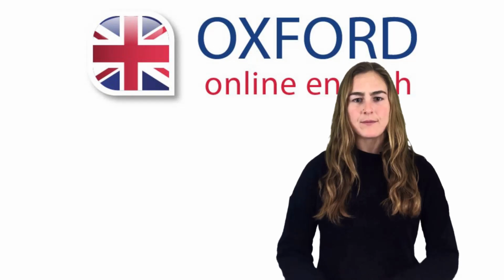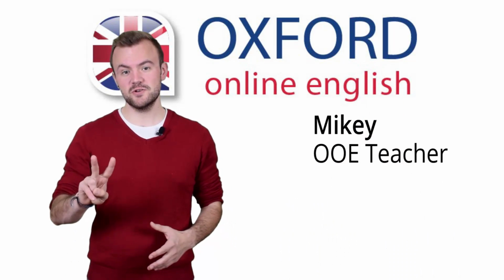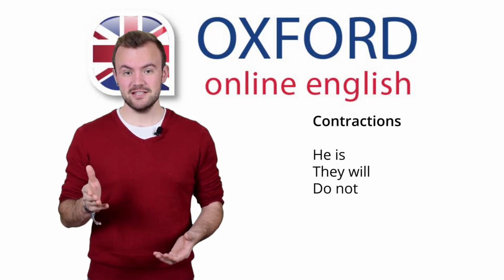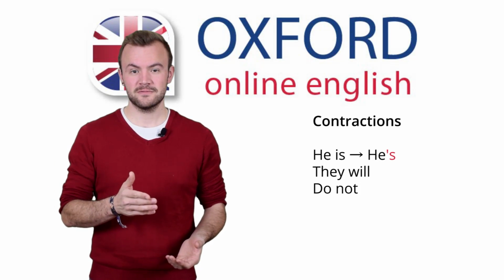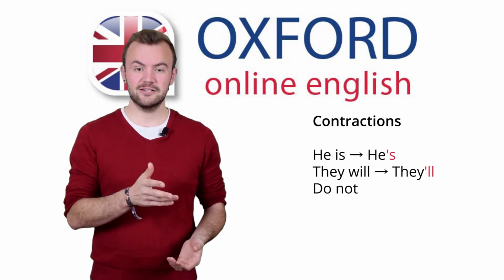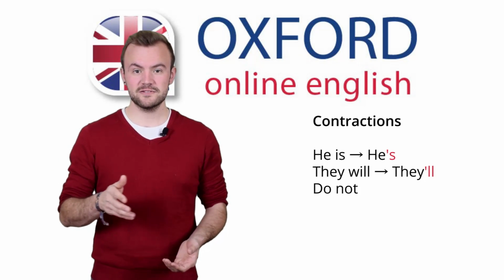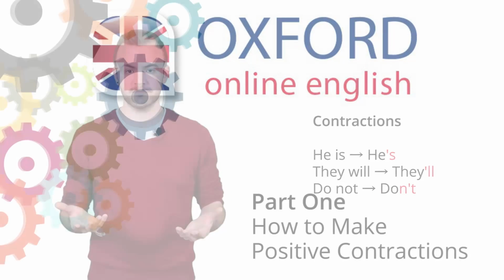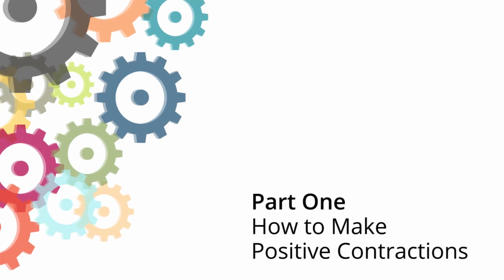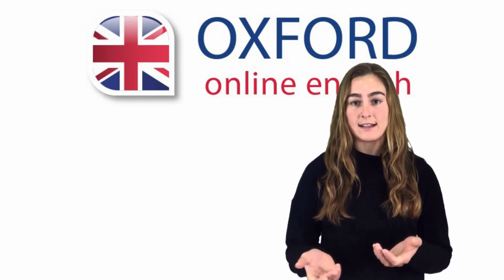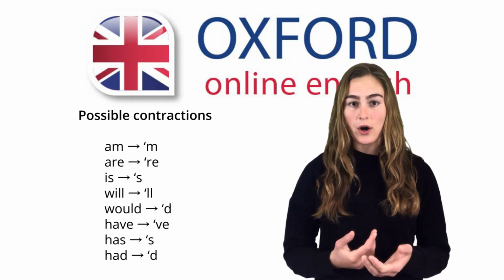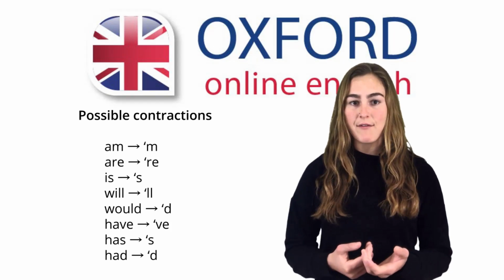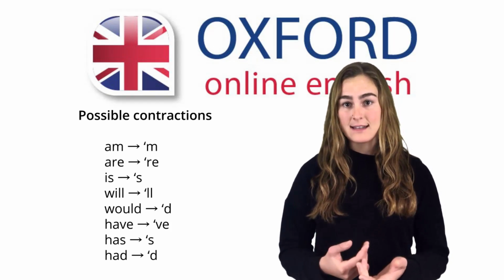What are contractions? Contractions are when we put two words together by making one word shorter. For example, he is, he's. They will, they'll. Do not, don't. But which words can you make contractions from? Here are the words that can make contractions in English. Am, are, is, will, would, have, has, had.